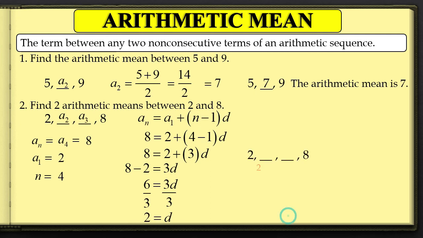By adding 2 to the first term, we will have 4. And by adding another 2 to 4, the next term is 6. The two arithmetic means are 4 and 6.